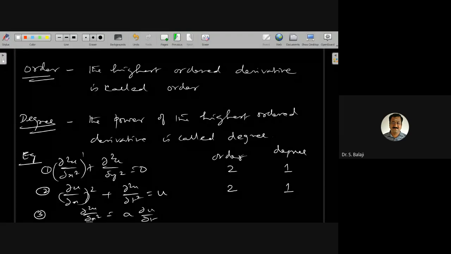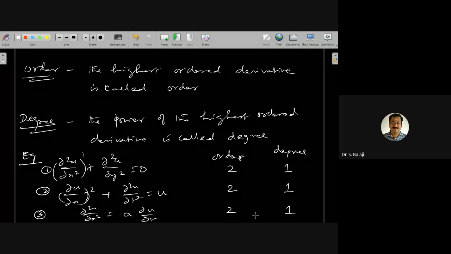What is the order and degree here? 2 and 1, again 2 and 1. The highest order is this one, 2, and the power is 1 here. So in that manner, we can find the order and degree of the differential equation.